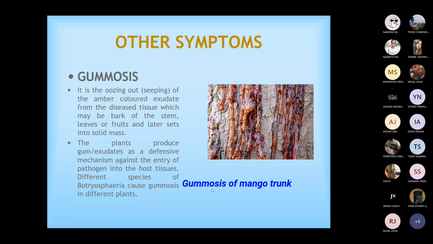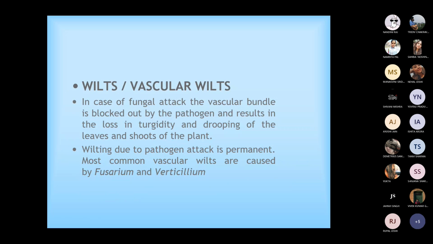Different species of Botryosphaeria cause gummosis in different plants, and this tree is particularly showing gummosis in the mango trunk. Then we have wilts and vascular wilts also, right? Basically, there are two types of wilting diseases. First is wilts which are caused due to fungal attack, and second is wilt caused due to lack of water or due to excessive watering of the plant. In both cases, what happens? Wilting happens, right?